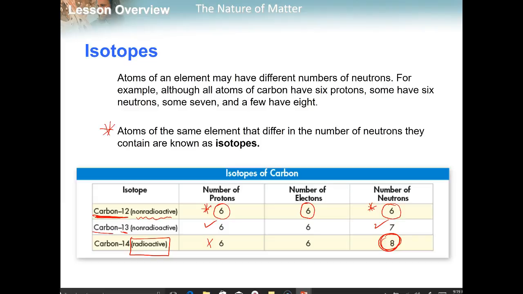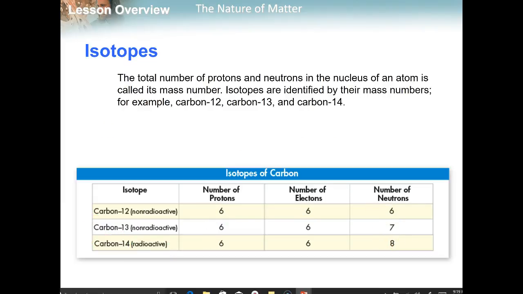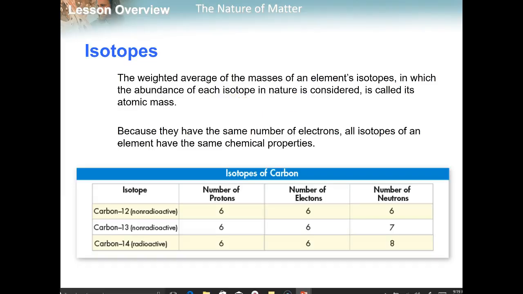So that's carbon-14. Carbon-13 and carbon-14 are what we call isotopes because they have a different atomic mass than carbon-12 would have, which is a regular atom. The total number of protons and neutrons in the nucleus of an atom is called the mass number, or the atomic mass, and isotopes are identified by their mass numbers, as we've seen with carbon-12, carbon-13, and carbon-14. So carbon-13 and carbon-14 are going to be our isotopes.